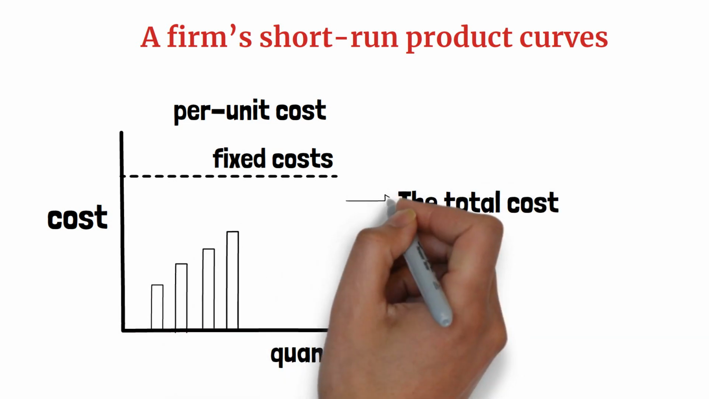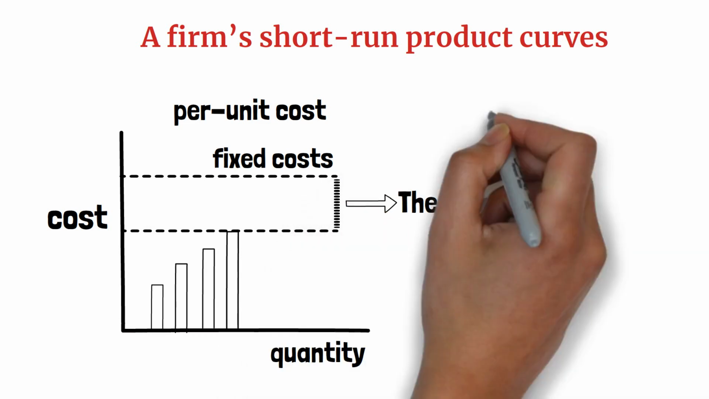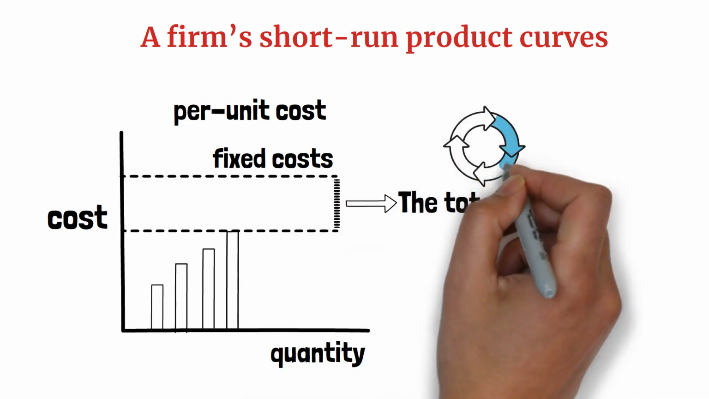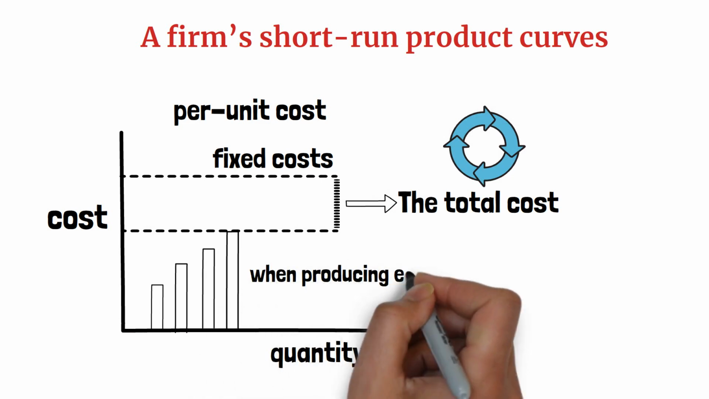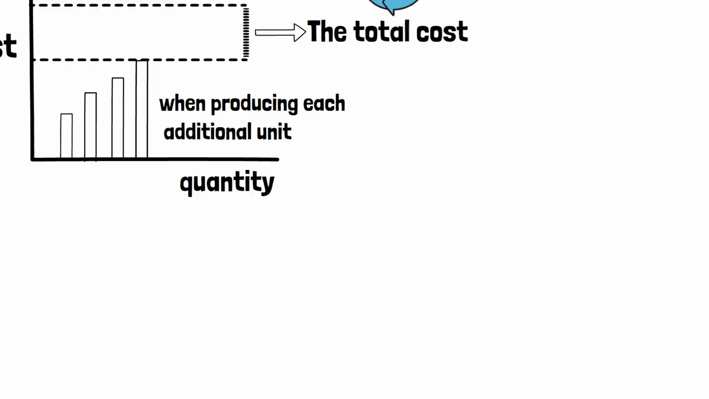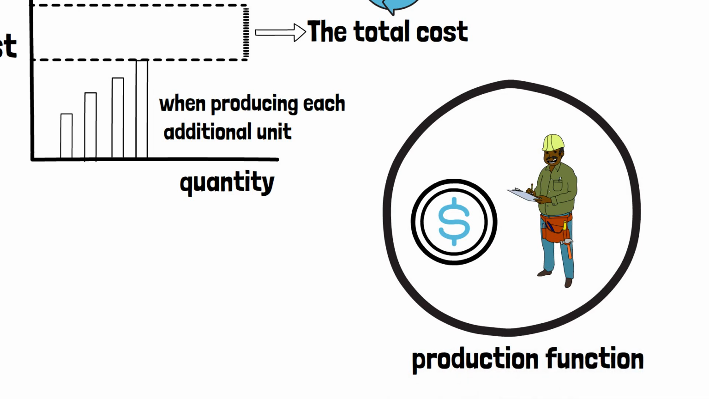The total cost, TC, is the combination of fixed cost and variable cost. The marginal cost, MC, is determined when we identify the change in total cost when producing each additional unit. The relationship between factors of production and the output of a firm is called a production function.